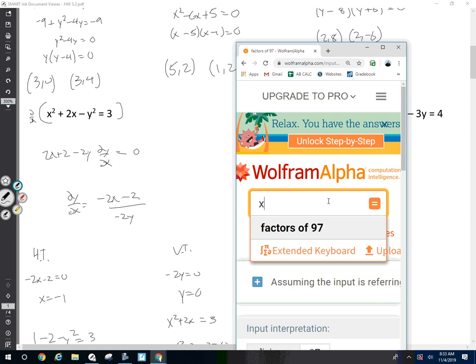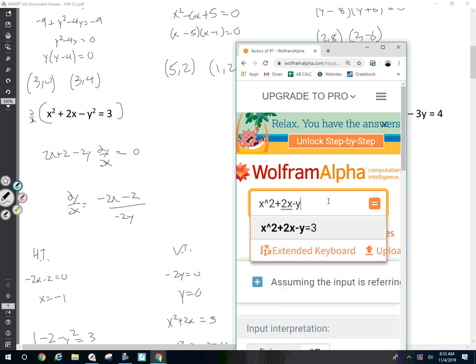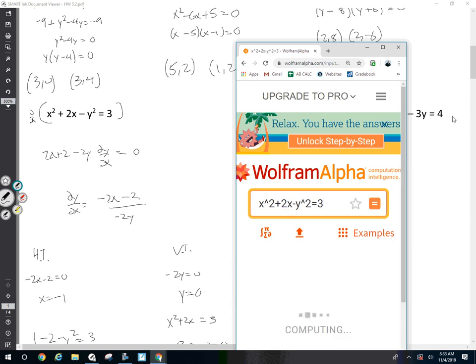Let's see, what is the graph of x squared plus 2x minus y squared equals 3?